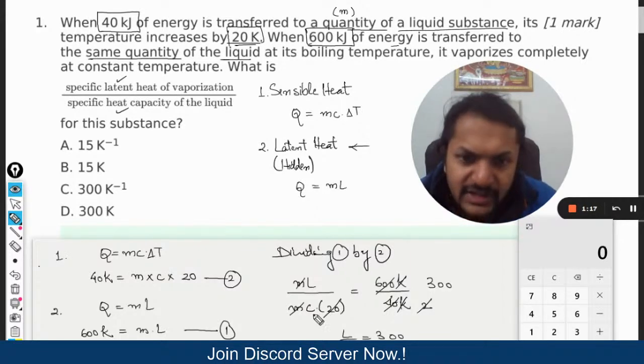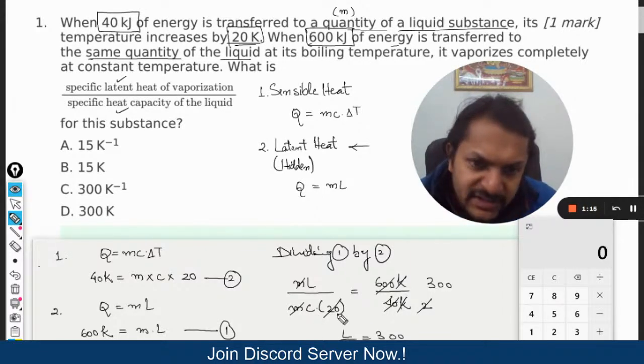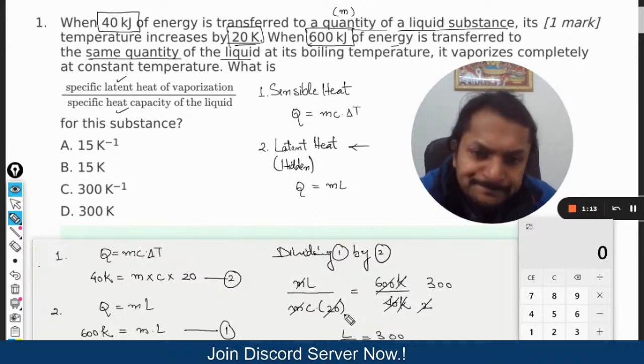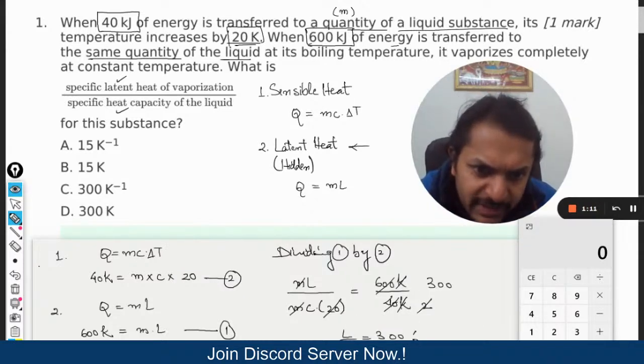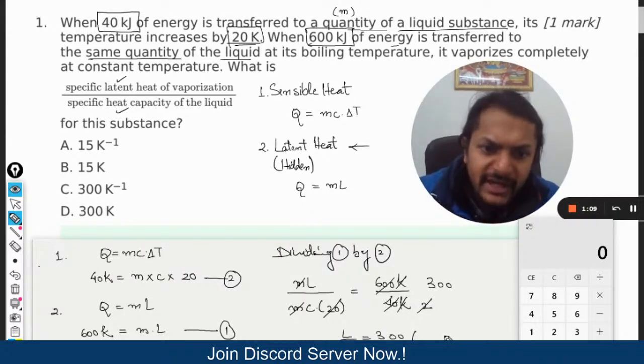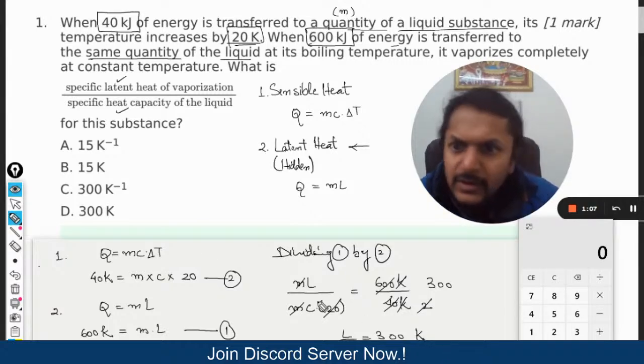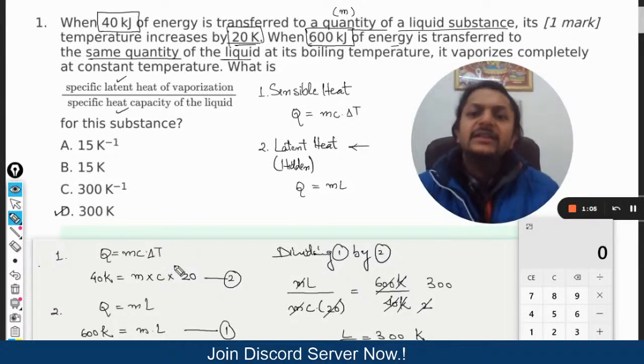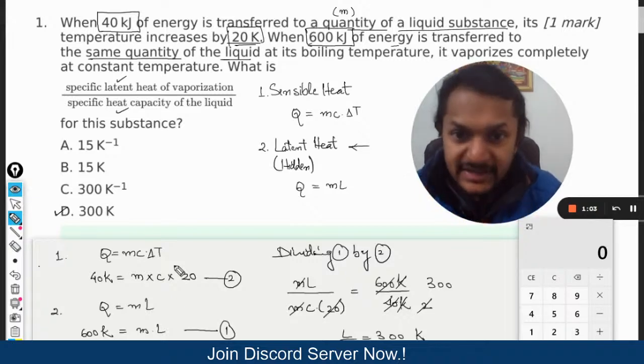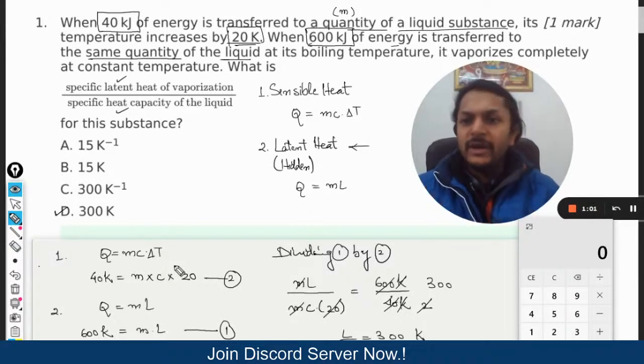And the unit will be, this is delta T, so this 20 will multiply there, so it will be Kelvin. So 300 Kelvin, the answer for this question will be D. So this is how we do it, my dear students.